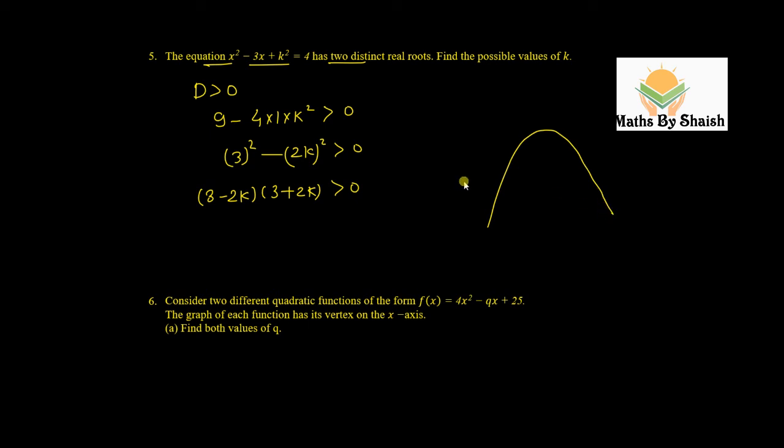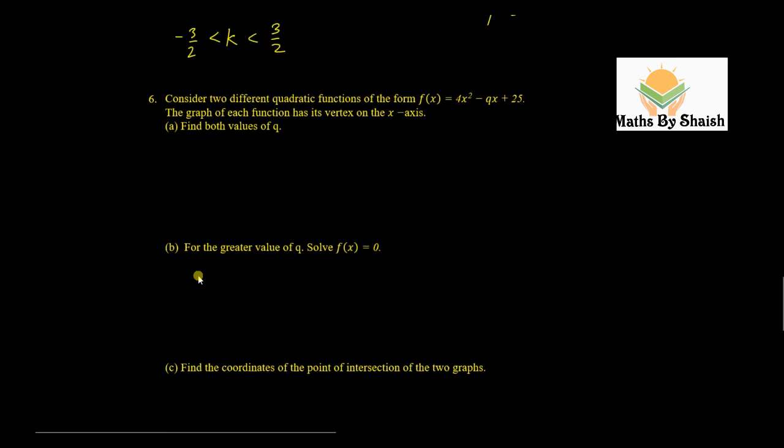Now we can see the graph is like this cap shape, and you will get the roots from here. The roots are minus 3 by 2 and 3 by 2. So this will give you the region which you want. Greater than 0 means we require this part of the curve, for which k should be between minus 3 by 2 and 3 by 2. I hope it is clear. So let's discuss the sixth part.